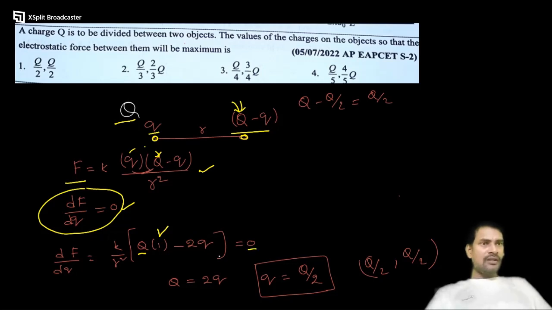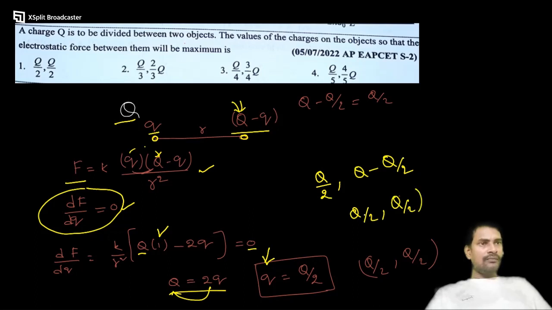I just equated it to 0. So then capital Q is equal to 2q. But what I want is the small q value in terms of capital Q. So you just bring this to the side, small q becomes Q by 2. So one charge is divided and the charge value is Q by 2. Then what will be the other charge? The other charge will be capital Q minus small q. Small q value is Q by 2. So both charges I will get Q by 2 and Q by 2. So option 1 is the correct answer.